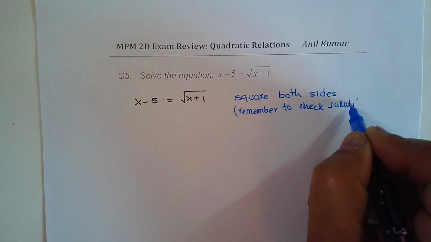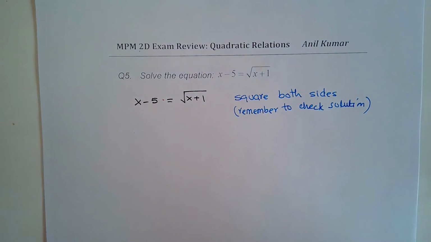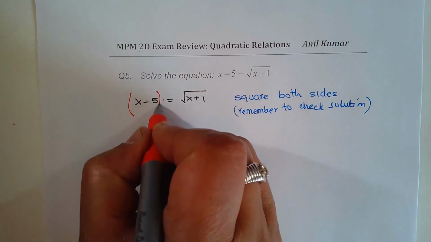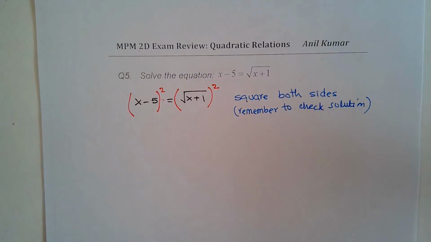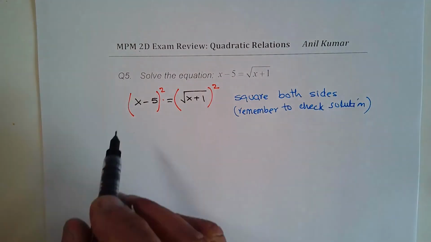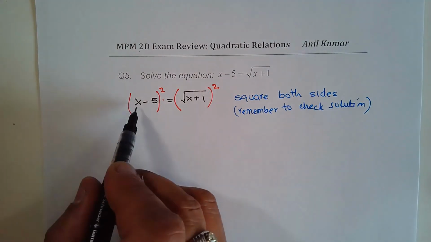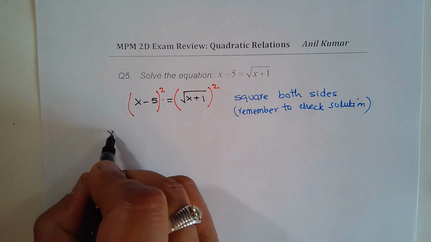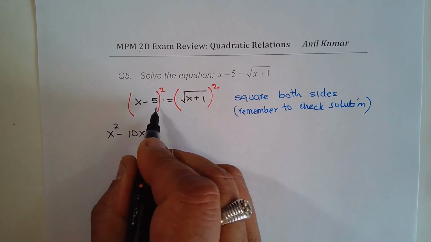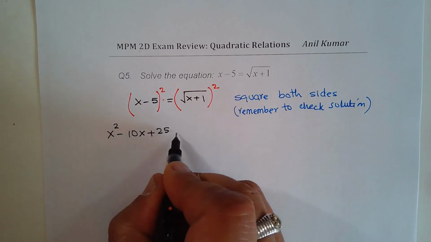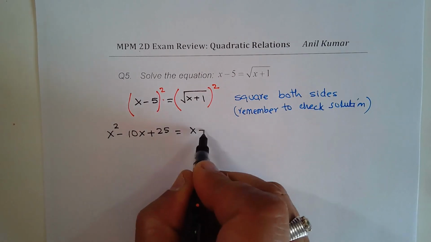This is very important. Okay, so let us square both sides. What I'm trying to say is we'll just square both sides like this. So when you square, what do you get? On the left side, we'll use the formula (a minus b) whole square. We get x squared minus 2ab, which is 10x, plus 5 square, which is 25. And on the right side, we get x plus 1, right?